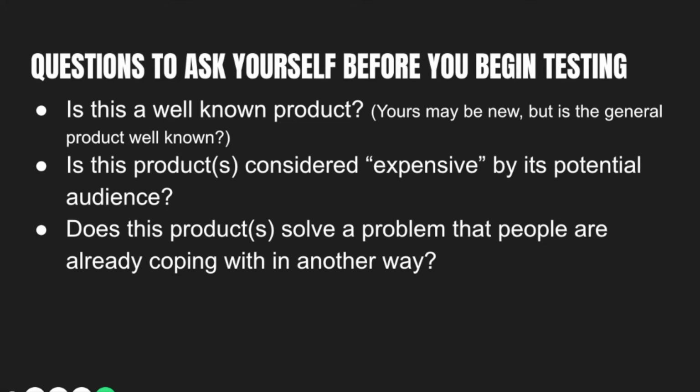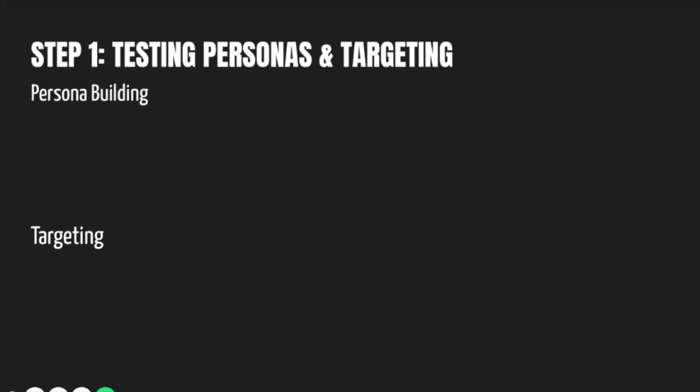And does this product solve a problem that people are already coping with in another way? That's another thing you take into account, because some people may say, I don't have this problem, I'm using this to fix it. It's a direct comparison. Your copy is really going to have to tell people how your product is better than what they're currently using to cope with that pain point.